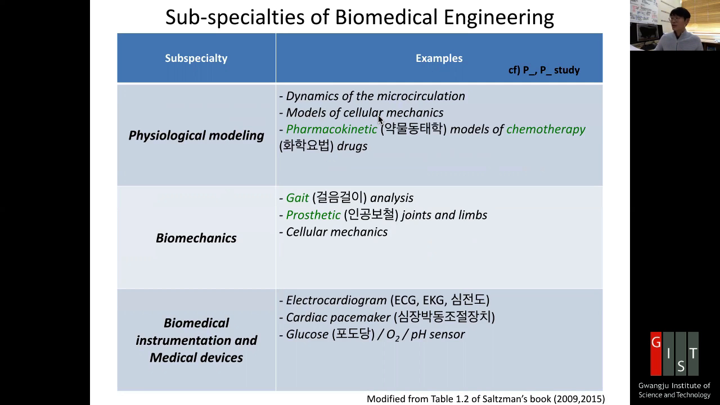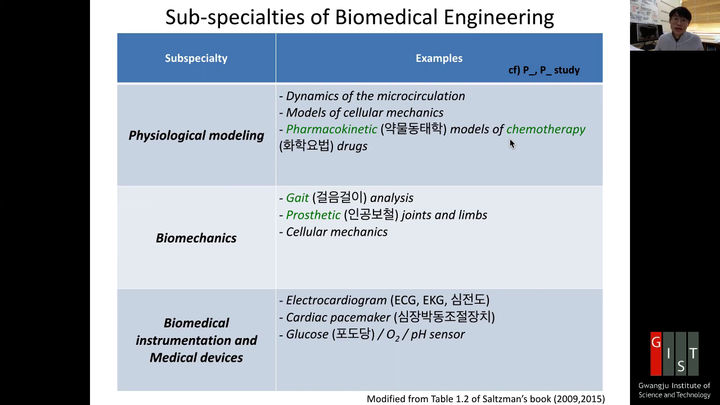Or when we are using a drug on a body, then we are curious about what's happening. Is the drug effective in the body or not? So for that, we have what we call pharmacokinetic models of chemotherapy. Chemotherapy is the use of chemicals for treating disease. And we are interested in whether the disease is being treated well enough with this drug.